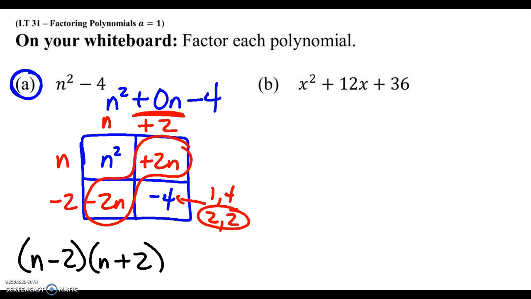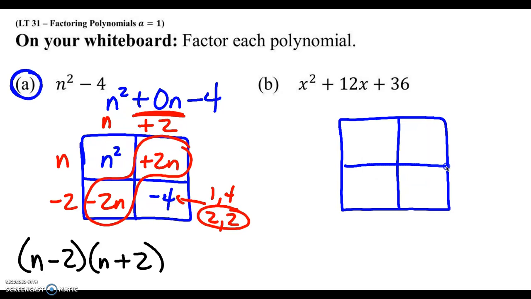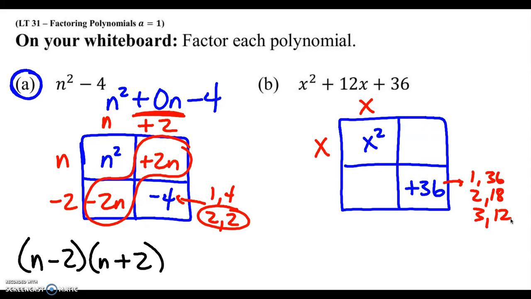And on B, x squared plus 12x plus 36 looks like this. I'm looking for the two numbers that multiply together to give me 36 and add up to 12. Could be 1 and 36. Could be 2 and 18. 3 and 12 is an option, but it's not the one I want. 4 and 9 works, but that's not it either.